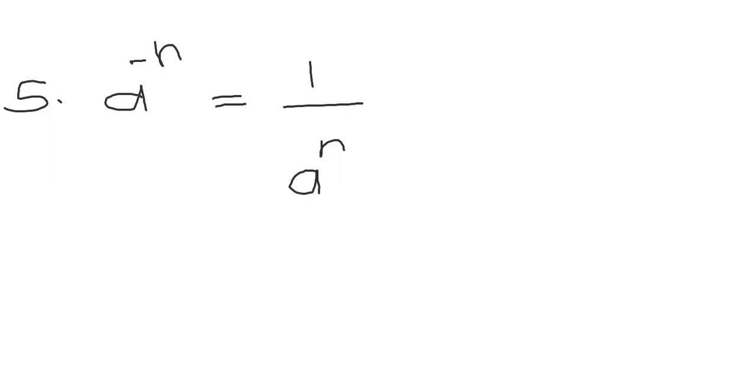Now, there is a 1 here, but that 1 is not written. That 1 is going to become your numerator, or the coefficient of your base becomes your numerator. Then you take your base, and it becomes your denominator. You take it together with its power. That's what it means.